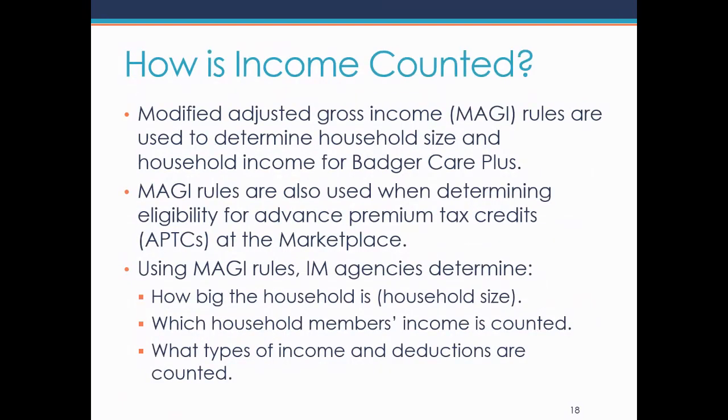Modified adjusted gross income, also known as MAGI rules, are used to determine household size and household income for Badger Care Plus. MAGI rules are also used when determining eligibility for advanced premium tax credits or APTCs at the marketplace. Using MAGI rules, IM agencies determine how big the household is, also known as household size, which household member's income is going to be counted, and what types of income and deductions are counted.